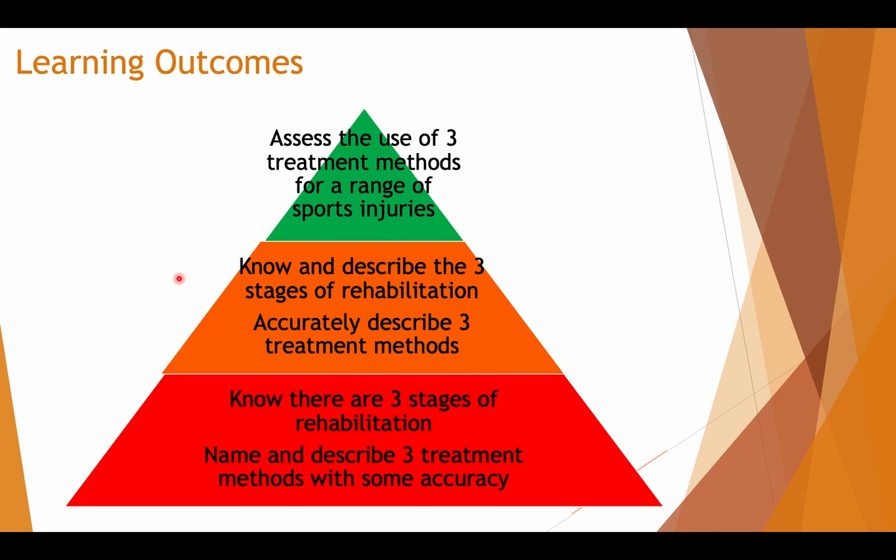Most of us will be able to not only know the 3 stages of rehabilitation, but also describe what's occurring during those 3 stages of rehabilitation to help our sports performer get back to their best, and to be able to accurately describe 3 treatment methods. Finally, the hardest bit about this really is using this information here to assess. So to be able to say, I would choose this particular treatment method for this particular injury, and this is why, and maybe I wouldn't choose this other treatment method, and again, this is why.